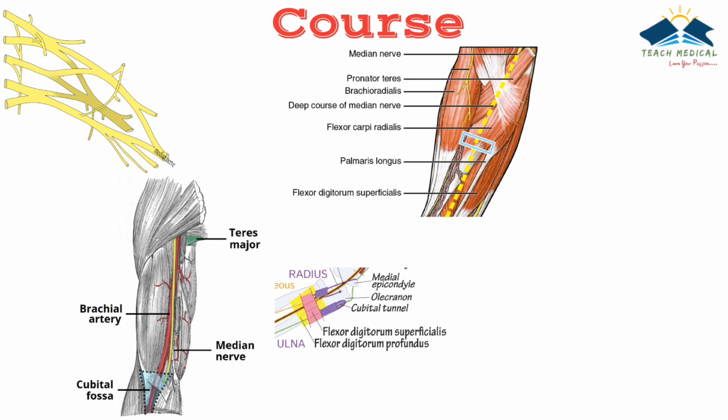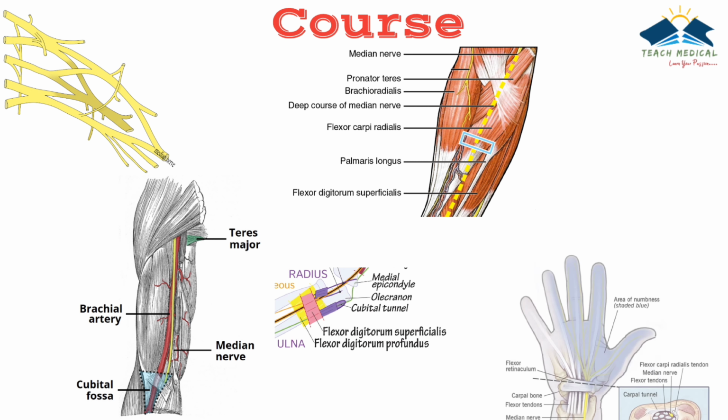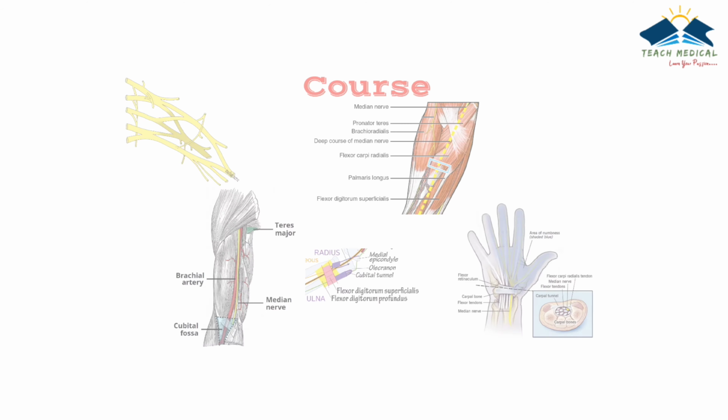It lies adherent to the back of superficialis muscle. Then it reaches down the region of the wrist, where it lies deep and lateral to palmaris longus tendon. Lastly, it passes deep to flexor retinaculum through the carpal tunnel to enter the palm. Soon it terminates by dividing into muscular and cutaneous branches.